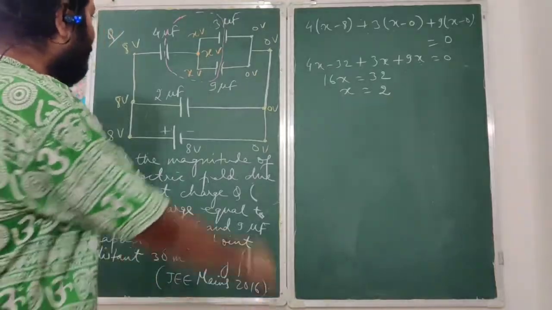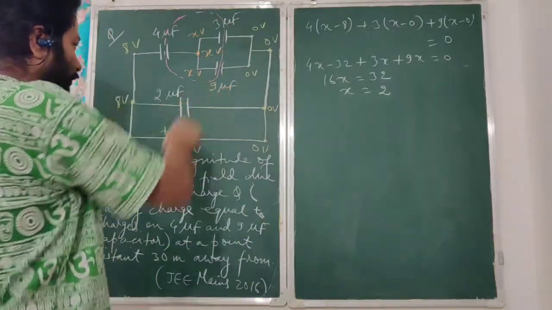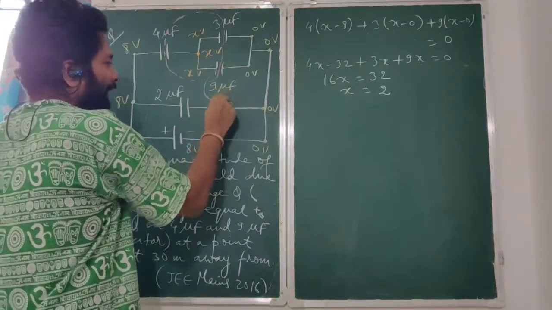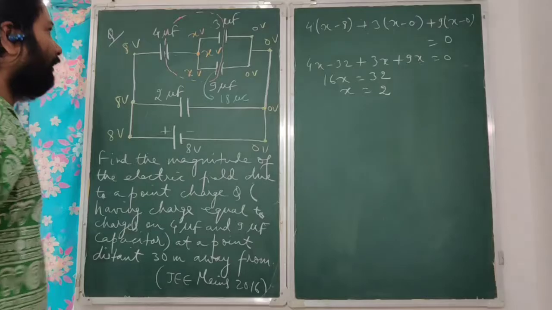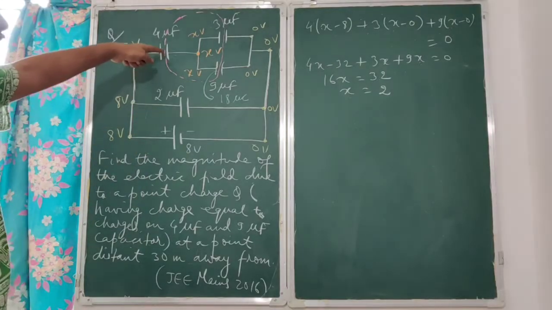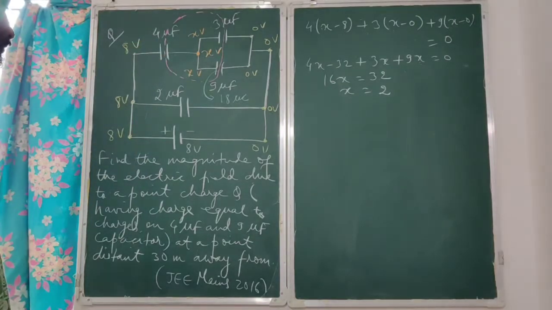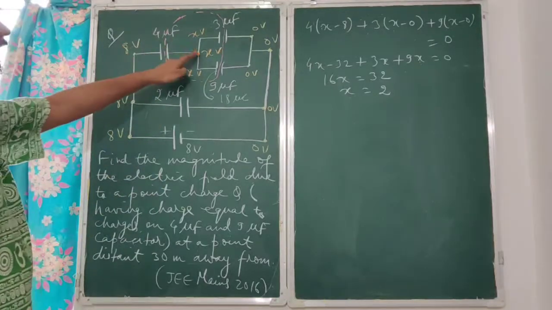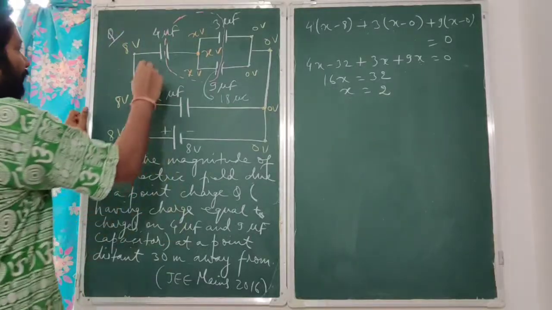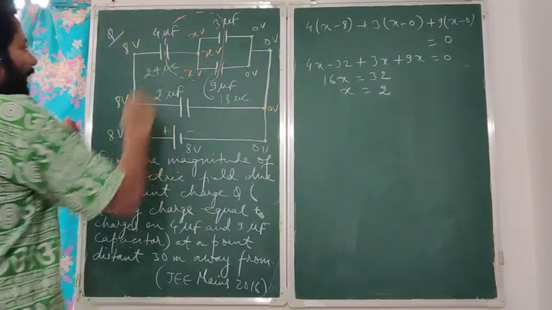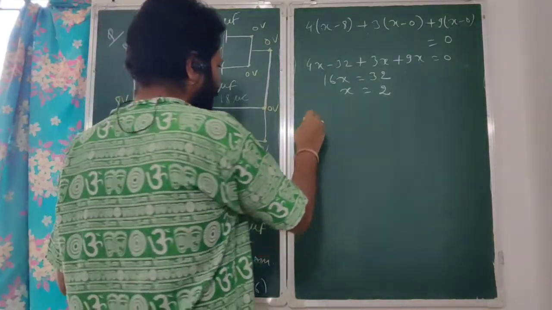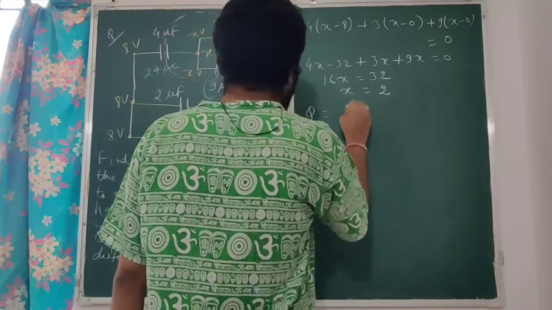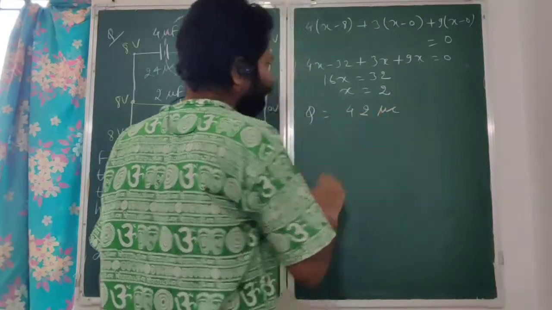So now what is the charge on this 9 microfarad capacitor? 2 minus 0 into 9. So 18 microcoulomb. What about this 4 microfarad capacitor? It will be 8 minus 2, 6 into 4. So 24 microcoulomb. So what will be the value of capital Q? It is sum of these two charges. So 24 plus 18 is 42 microcoulomb.